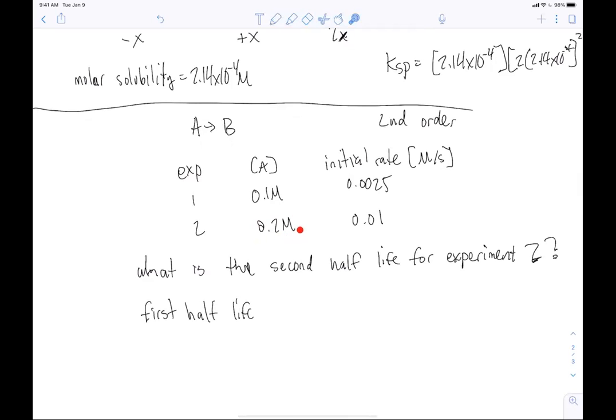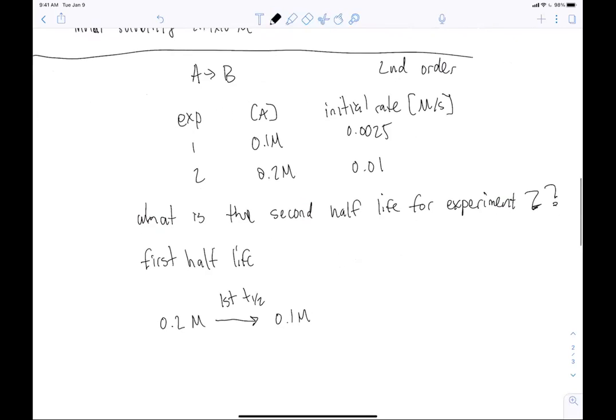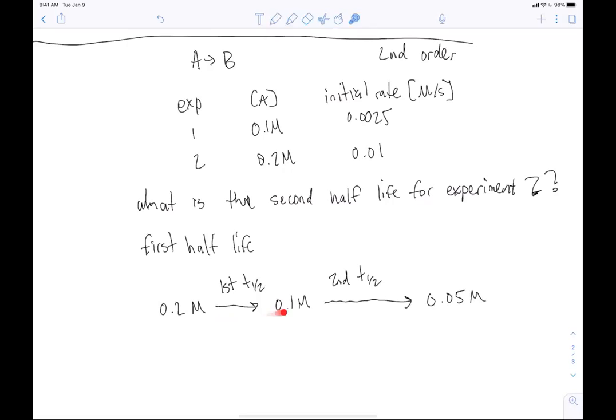Okay, so before I get into this, what they're asking for here is, the first half-life is the amount of time to go from 0.2 molar to 0.1 molar. So that's our first half-life. And then our second half-life is the time it takes to go from 0.1 molar to 0.05 molar. The third half-life would be the time it takes to go from this to 0.025. So that's what they're asking for. So what's the first and then what's the second?